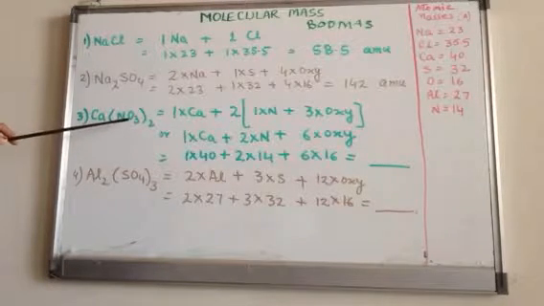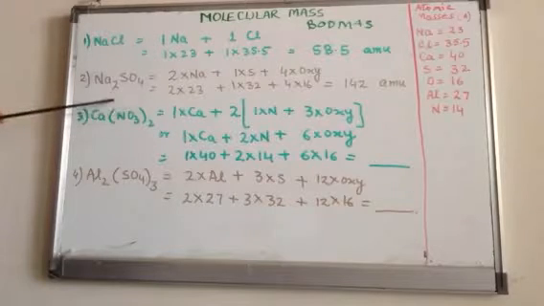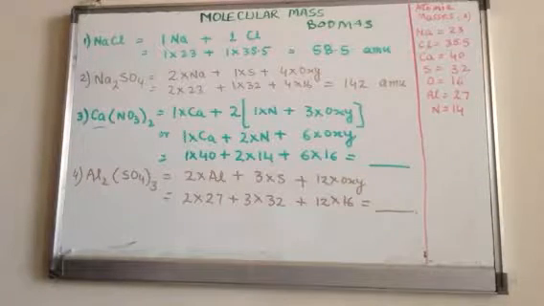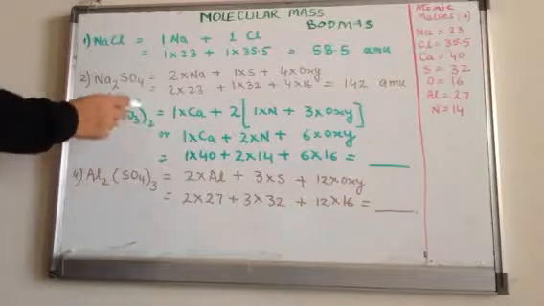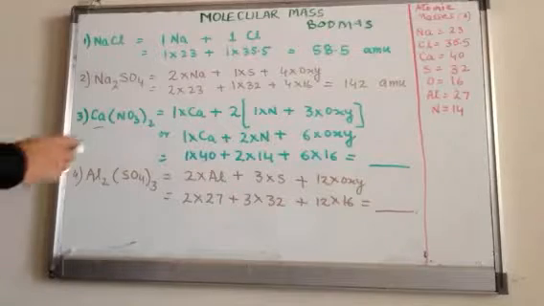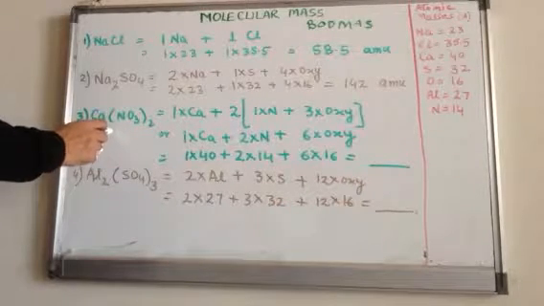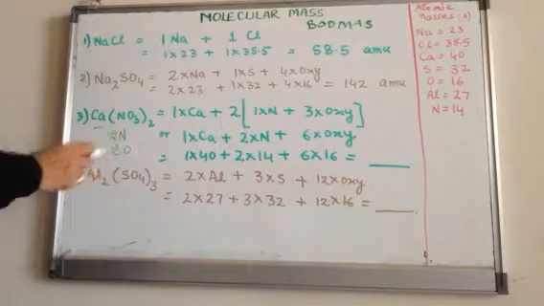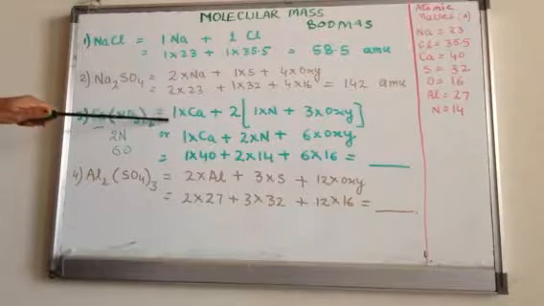Let's try another example where we have calcium nitrate. Many a time students get confused when it comes to brackets. When I say brackets, it simply means that I have 1 calcium, 2 times of this entity, that is nitrate. In other words, if I open the brackets, I have 2 nitrogen and 6 oxygen. And that is what is displayed over here.